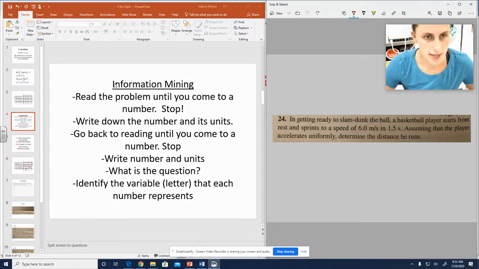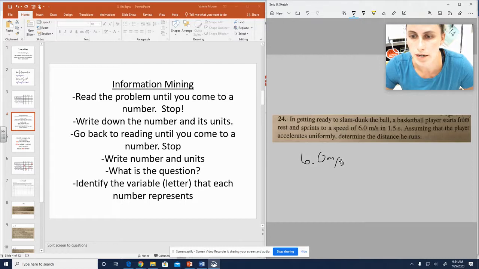All right, so the first step for information mining says read the problem until you come to a number. Stop. Write down the number and its units. Let's go ahead and do that. In getting ready to slam dunk the ball, a basketball player starts from rest and sprints to a speed of 6.0 meters per second. Stop. Write down the number and units. Meters per second. Sorry for my sloppy handwriting, guys.